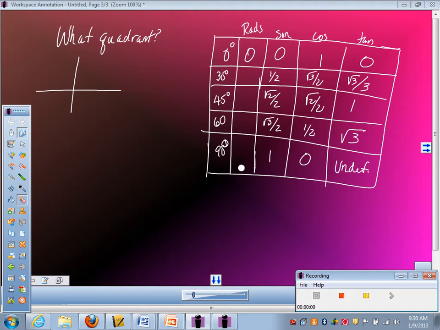Hi, it's us again. Now we want to do special angles with radians instead of with degrees. So the big thing is you need to get the radian column of your chart filled in. And it's actually pretty much common sense if you do it.